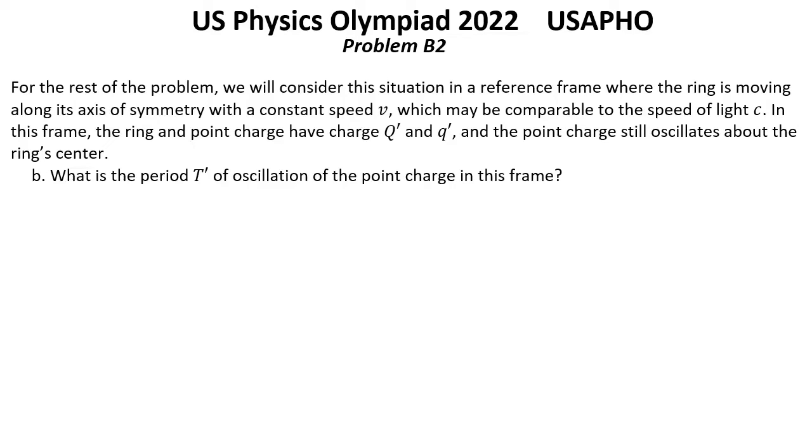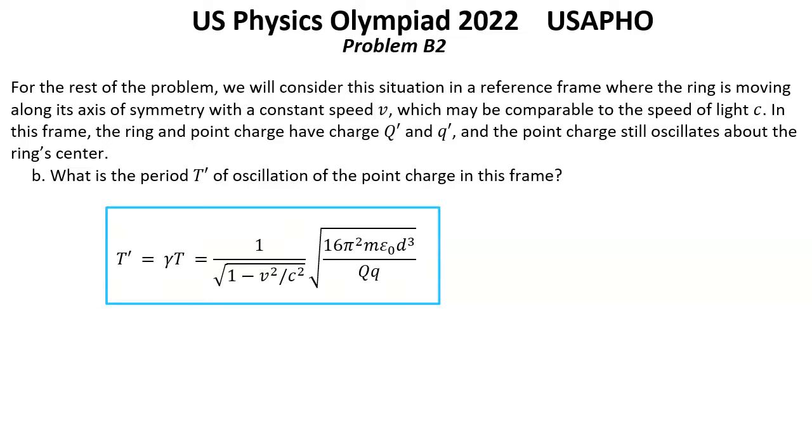Solution for question B. What is the period T prime of oscillation of the point charge in this frame? Solution. By directly applying time dilation to the answer of part A, we have T prime equals gamma T, or 1 over the square root of 1 minus v squared over c squared multiplied by the answer in the previous question. That was the solution for question B.